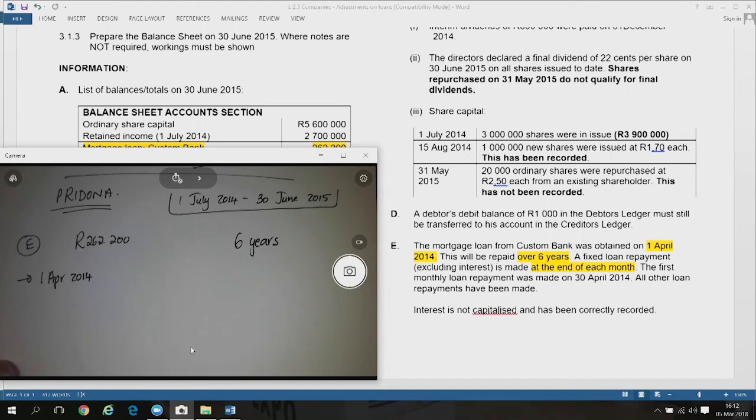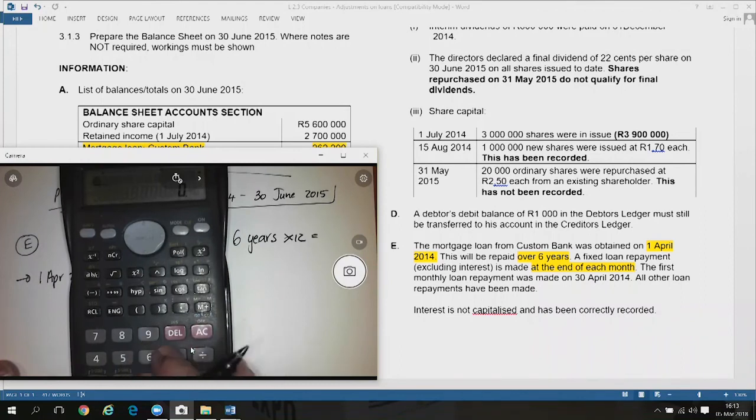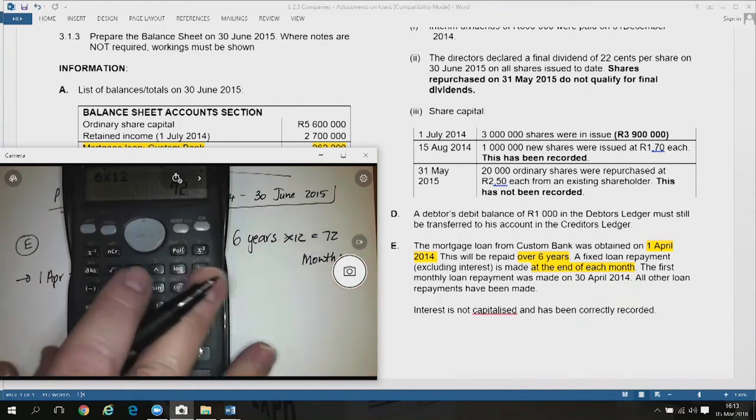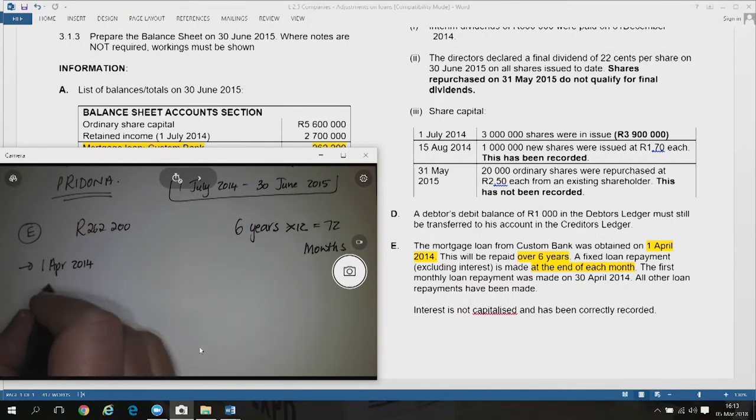The first thing that you must know is how many months are there in 6 years? 6 years times 12 months gives you 72 months. So we are going to pay this loan over 72 months. The first payment was made on the 30th of April 2014. Then end of May 2014. Then end of June 2014, and we can go on and on.